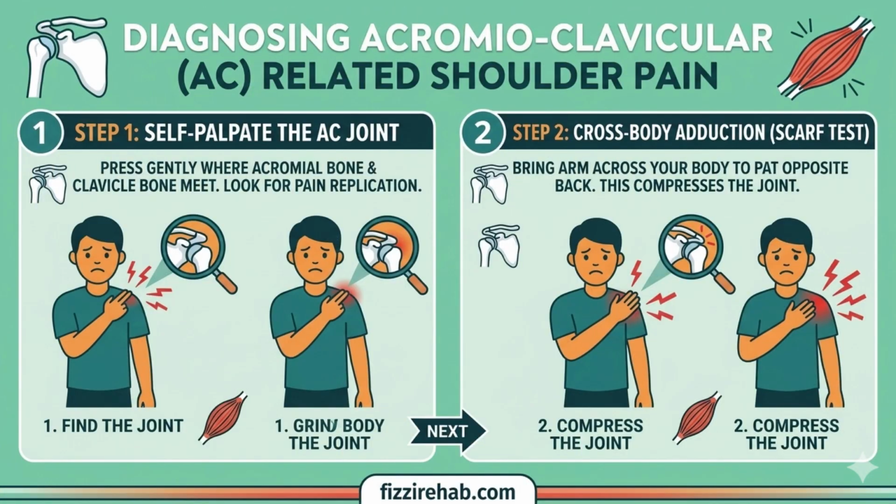AC joint. If that's sore, the next thing you want to do is bring your arm across your chest as if you're trying to pat yourself on the back. This will compress the AC joint and again should likely replicate your pain. In severe cases, you will actually see a big bulge and swelling around the AC joint. All you have to do is just compare either side.